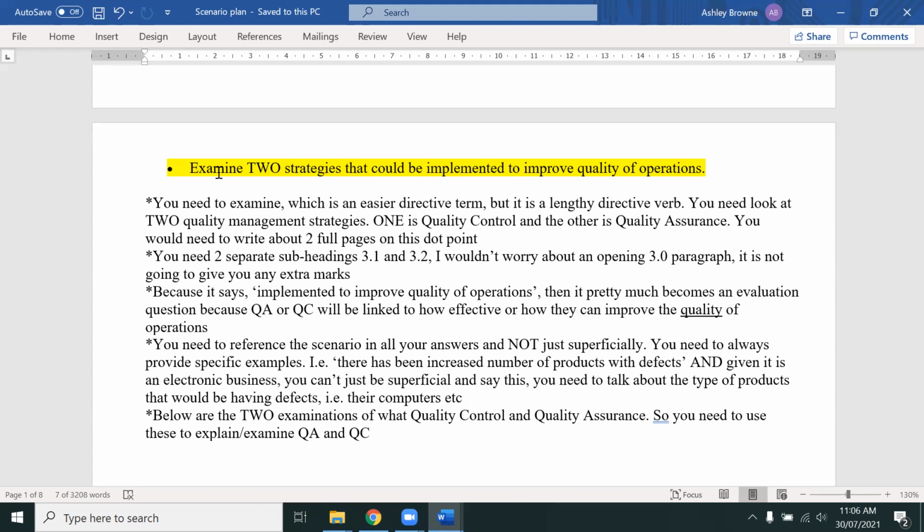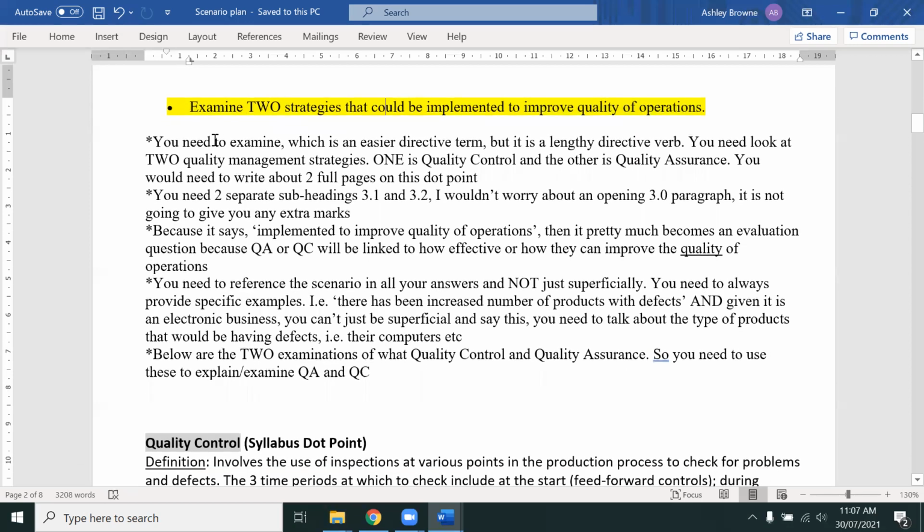Unfortunately, this is a tricky one because it said examine, which means look in detail at 2 strategies. Now, how can it improve the quality of operations? So it somewhat becomes a sort of pseudo evaluation question because you're explaining how each of these strategies of operations can lead to an improvement in the quality of operations. So it kind of now turns into a bit of an evaluation question, yeah? Because you need to make that linkage. So that's where you've got to be understanding what directive terms mean, but how it all relates when a question's posed. Yep, what's your question?